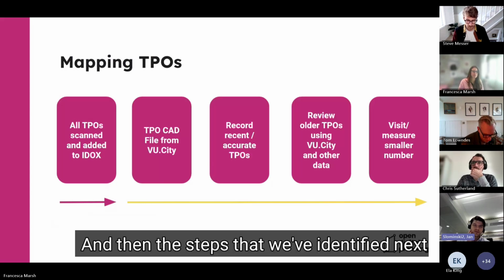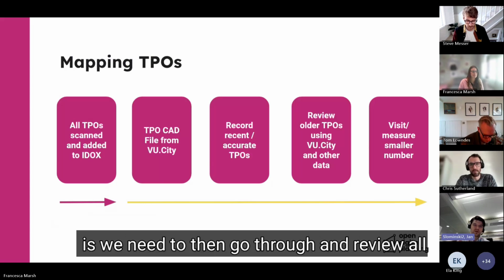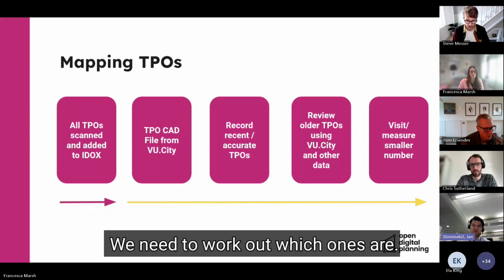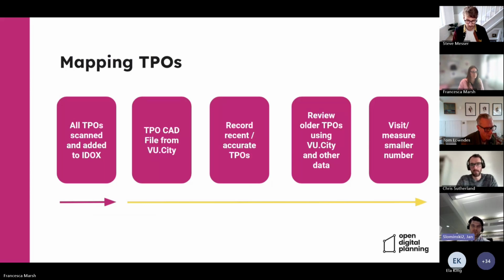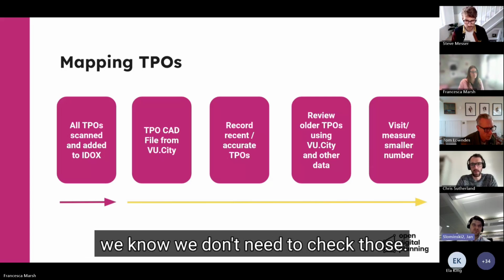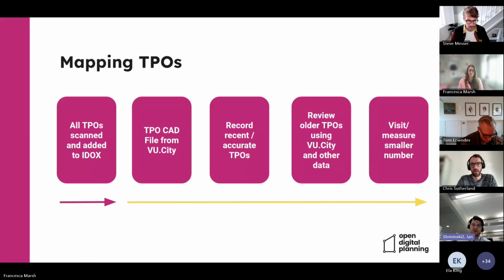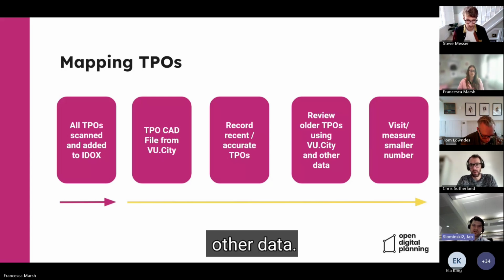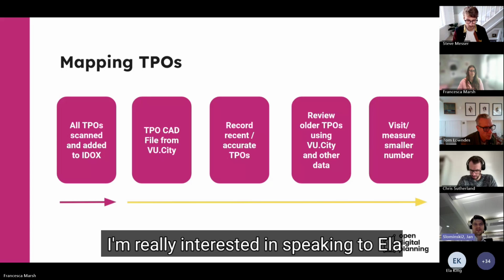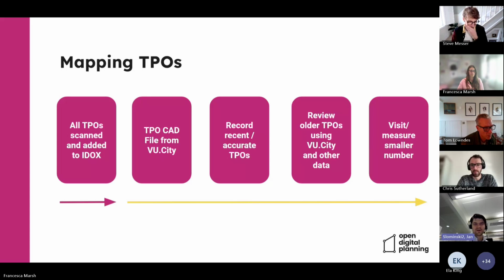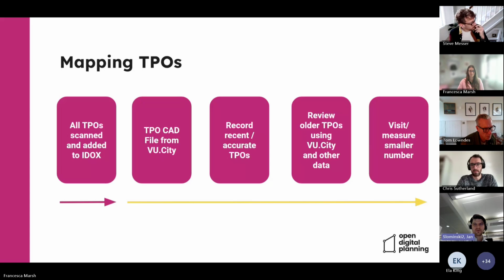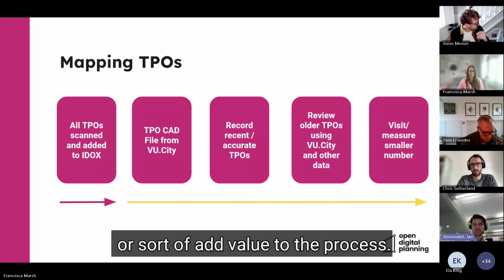The next steps we've identified are to go through and review all of these using the CAD files from ViewCity. We need to work out which ones are more recent, which ones we know are accurate. If we've made them in the last 3 years, we know we don't really need to check those. Older TPOs will go through using ViewCity and other data. I'm really interested in speaking to Ella about Blue Sky and seeing if there's something else we can do there to combine the two or add value to the process.